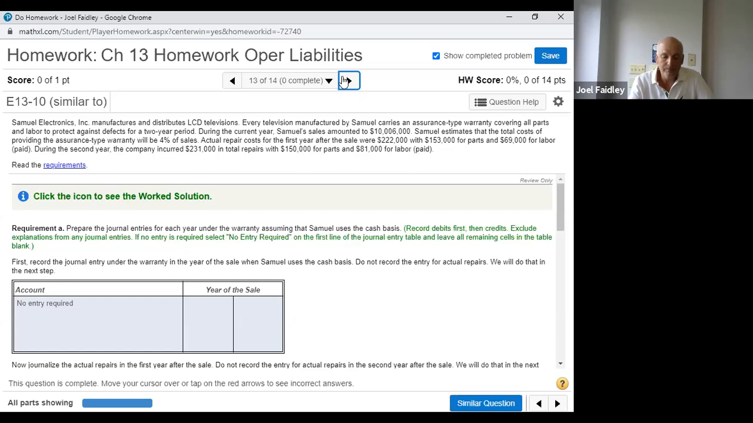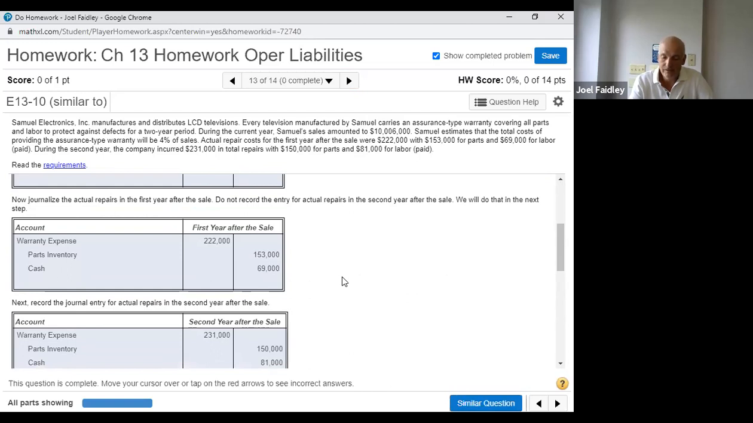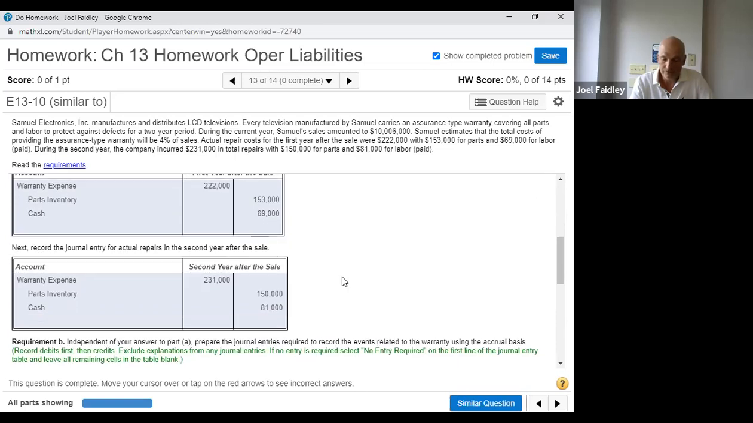All right, so the first part, A, is prepare the journal entries under the warranty, assume they use the cash basis. Record a journal entry in the year of sale when Sam used the cash basis. Well, you don't make a journal entry. There's no accrual. You're only going to record an entry when you actually have something returned. And so it says the first year, actual repair costs first year after sale were $222,000. $153,000 for inventory parts, $69,000 for labor. Yes, people working to fix whatever was wrong with these LCDs. So there's debit expense year one, debit expense year two, there's no accrual.